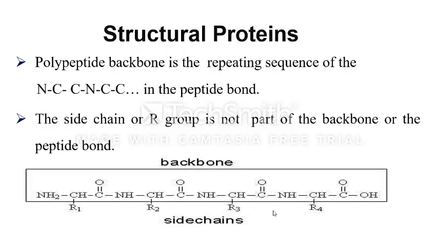The polypeptide backbone is the repeating sequence of basically NCC, NCC. So this is in the peptide bond. The side chains or R groups are not a part of the backbone or the peptide group. They are considered side chains because they do not participate in the formation of the backbone. The backbone is just the carbonyl and amino groups and the alpha carbon.